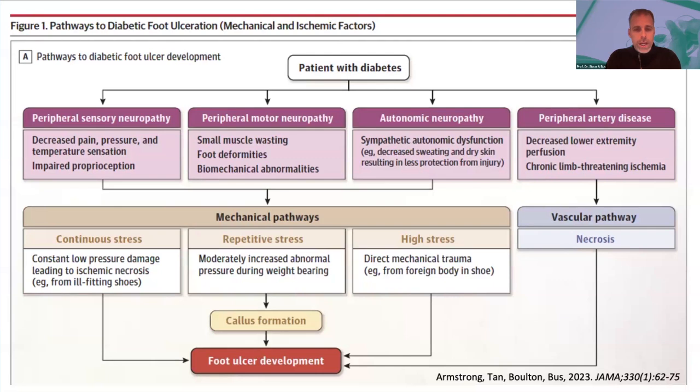And then in the mechanical pathway, there are pretty much three options. There can be continuous stress at a relatively low level, for example from ill-fitting shoes, that can determine that a foot ulcer develops. Or there's repetitive stress at a moderate level, which is mainly from the fact that patients are weight-bearing, and can then develop into callus formation and foot ulcer development. And also high stress from direct mechanical trauma, for example from a little stone inside the shoe, or patients going barefoot and then stepping on some kind of foreign object.